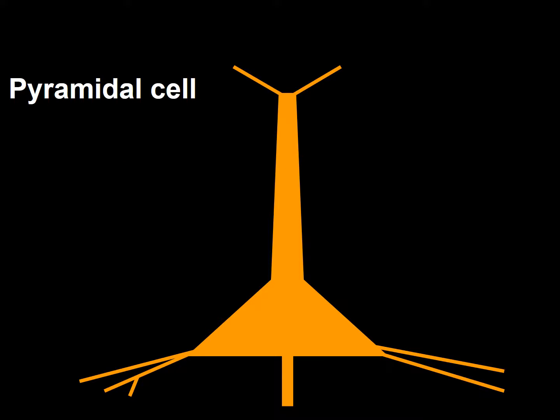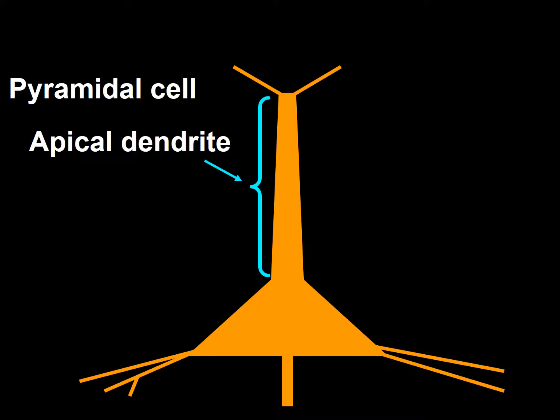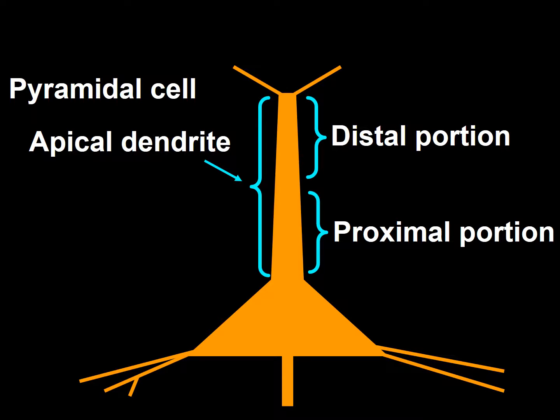This is a representation of a pyramidal cerebral cortical cell. The pyramidal cortical cell is the generator of the electrical activity recorded during EEG. The important pyramidal cerebral cortical cell structures for our current discussion are the apical dendrite, with its distal and proximal portions, and the body.